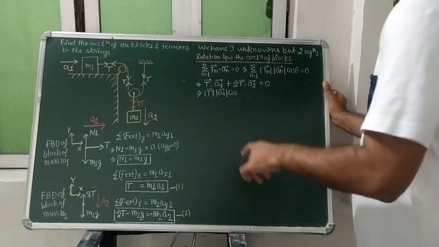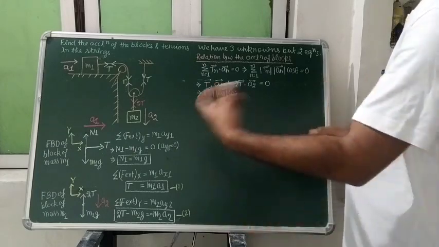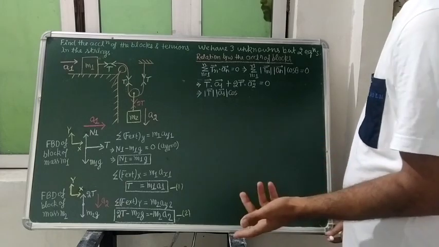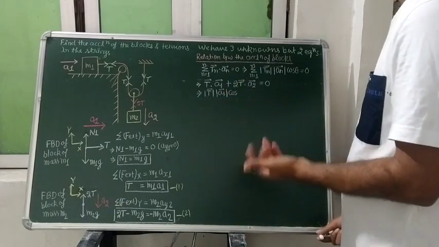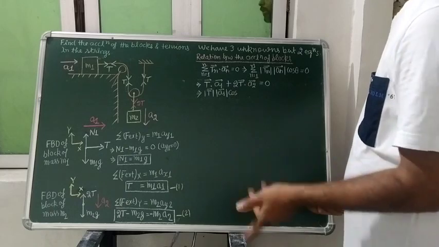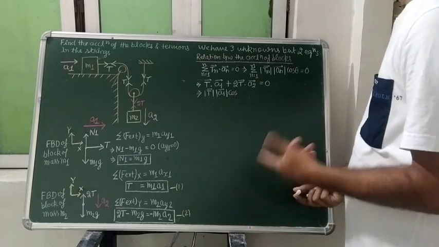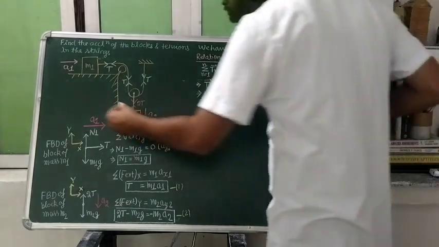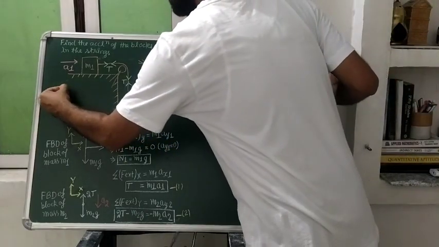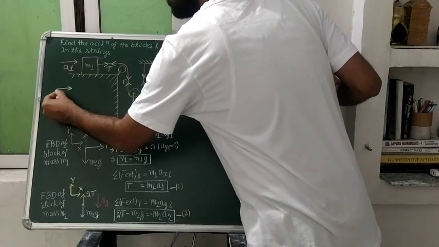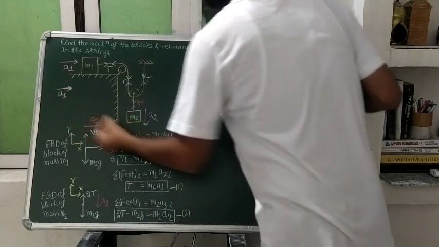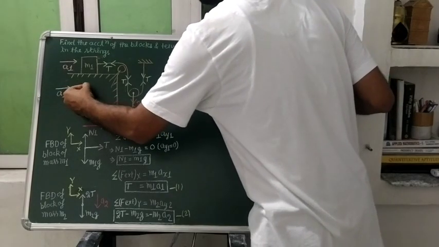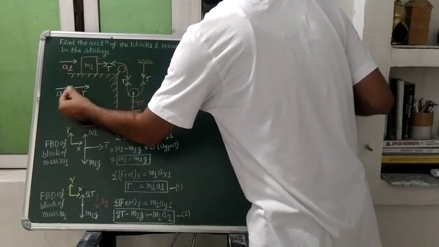In the same way, you can say that if tension and acceleration are in the same direction, theta will be equal to 0 and cos theta will be equal to 1. But if they are in opposite directions, theta will be 180 degrees and cos theta will be minus 1. So I am saying these things. Once you become habitual about these things, the problem will get solved quickly.